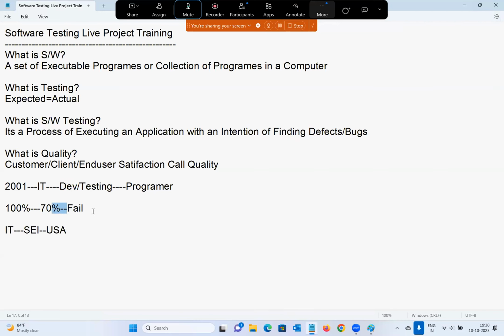Why is a separate testing engineer required? Can anyone give the answer for this question? Testing was there, the same person tested. Still, why was it not enough? Why did 70% of softwares fail? Give me your answers in the chat box.